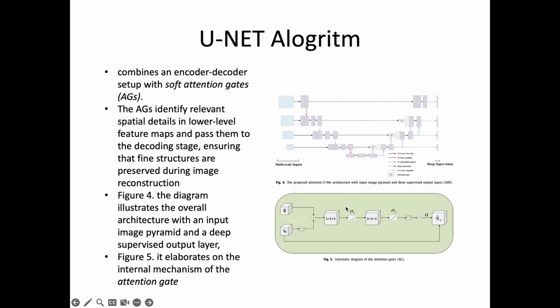And then for figure 5, it elaborates on the internal mechanism of the attention gate. This gate operates by generating an attention coefficient for each pixel, selectively emphasizing regions with high clinical relevance during the decoding process. This process mitigates the potential loss of spatial detail due to the repeated convolution and nonlinear activation in the network, making it particularly relevant for the cardiovascular CT denoising task.